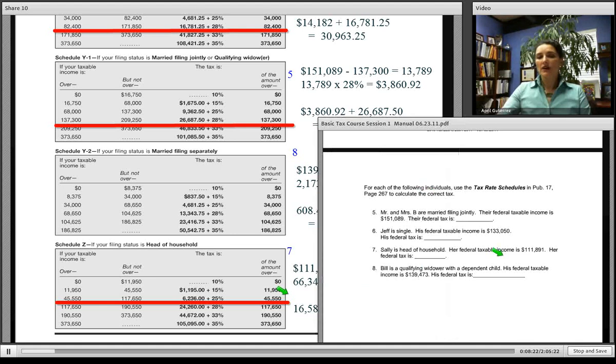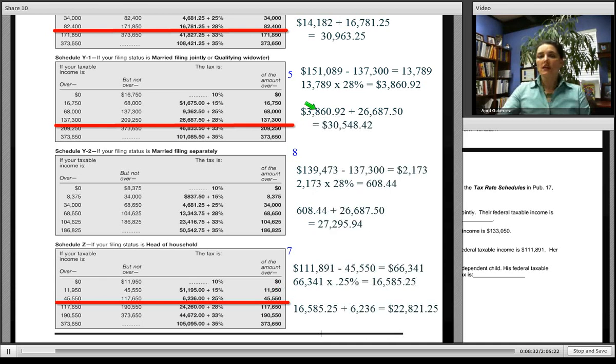The final problem, problem number 8. Bill is a qualifying widower with a dependent child. His federal taxable income is $139,473. Qualifying widow and married filing joint share the same tax rate schedule and all of the same tax brackets. So that means we're going to take 139, see where that falls on the table, and it actually falls on the same line as problem number 5 did.